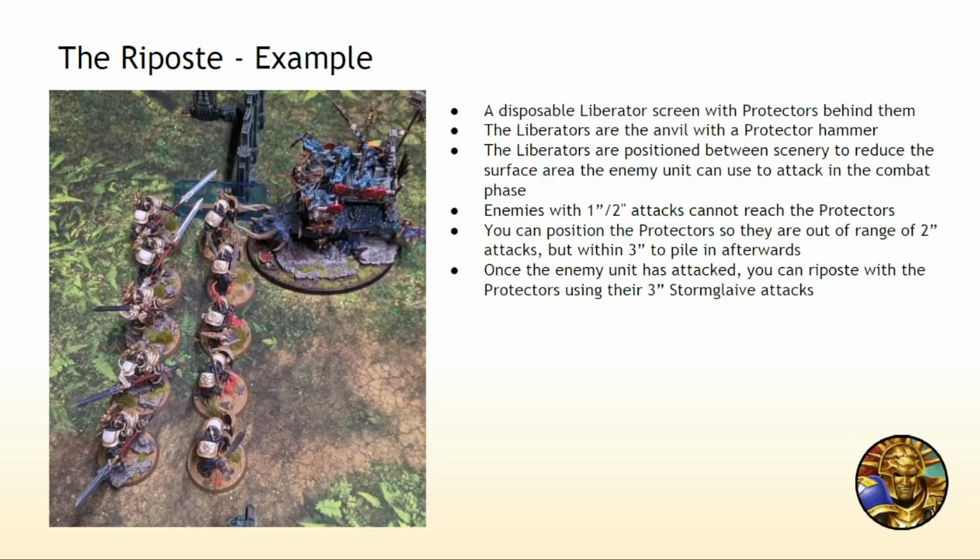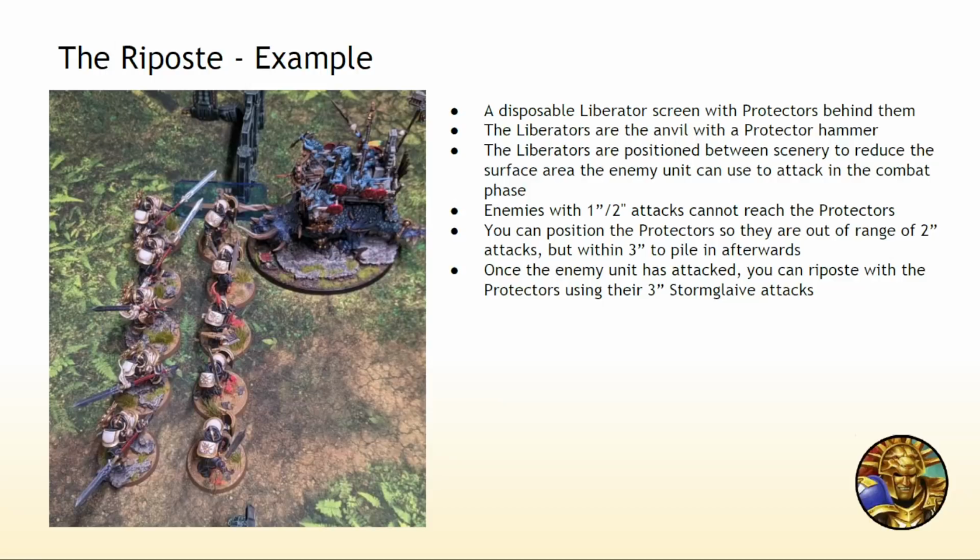You can see in the photo here, there's a unit of 5 Liberators positioned in between some ruins in order to reduce the amount of total surface area that the enemy can use to get to them, and they've been charged by a Stegodon. Now, the Liberators in this situation are an anvil, and behind them, within 3 inches of the front line there, you have a unit of Protectors. These Protectors are the hammer in this case, because they're not directly taking the damage, they're not holding the unit in place, they're meant to come in and strike at the unit after it's been held.